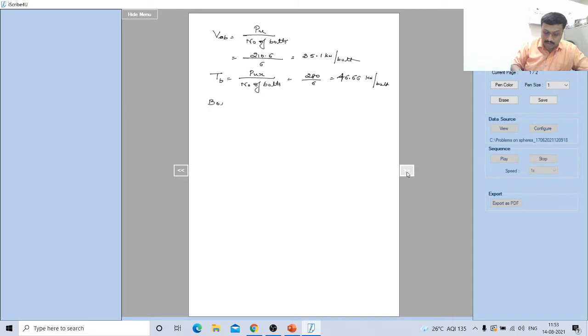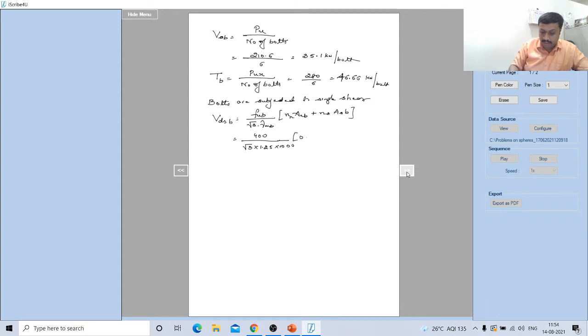Then the bolts are subjected to single shear. As per the figure, it is a single shear. So whenever it is single shear, we know the shear capacity of the bolt, Vdsb, is equal to fub divided by root 3 into gamma mb into (nn Anb plus ns Asb). Since it's a single shear, directly you can write the formula as 400 divided by root 3 into the factor of safety 1.25 into 1000 conversion into 0.78 times pi by 4 into d square, that is 20 square. Correct. If it is a double shear, it is 1.78 times. So it is 45.27 kilonewton, the shear capacity of the bolt.